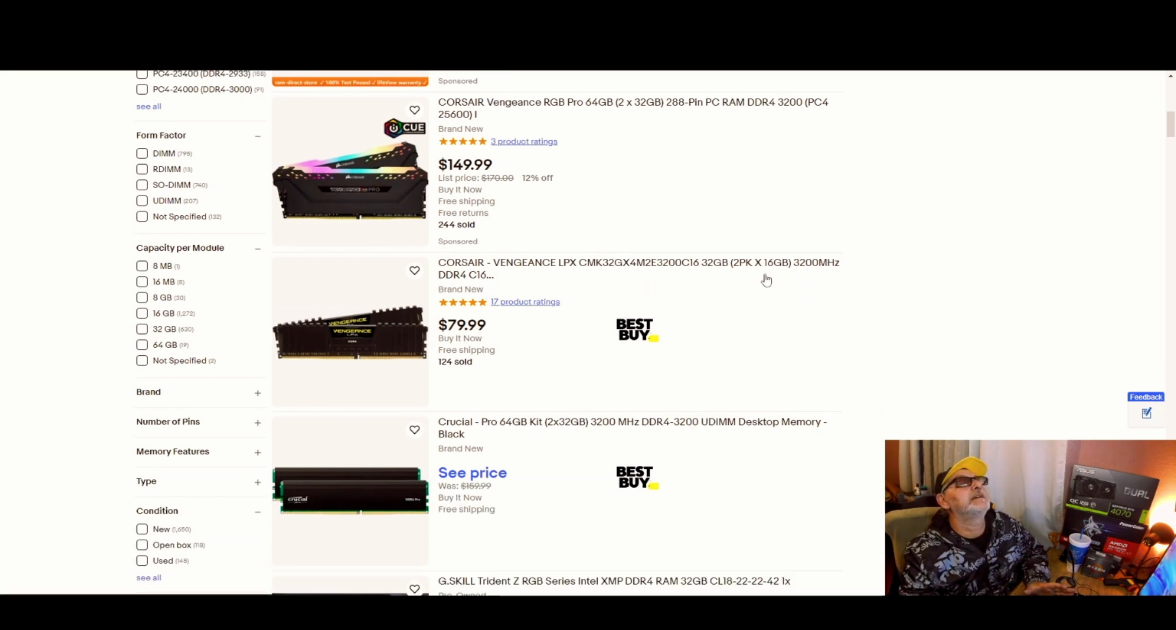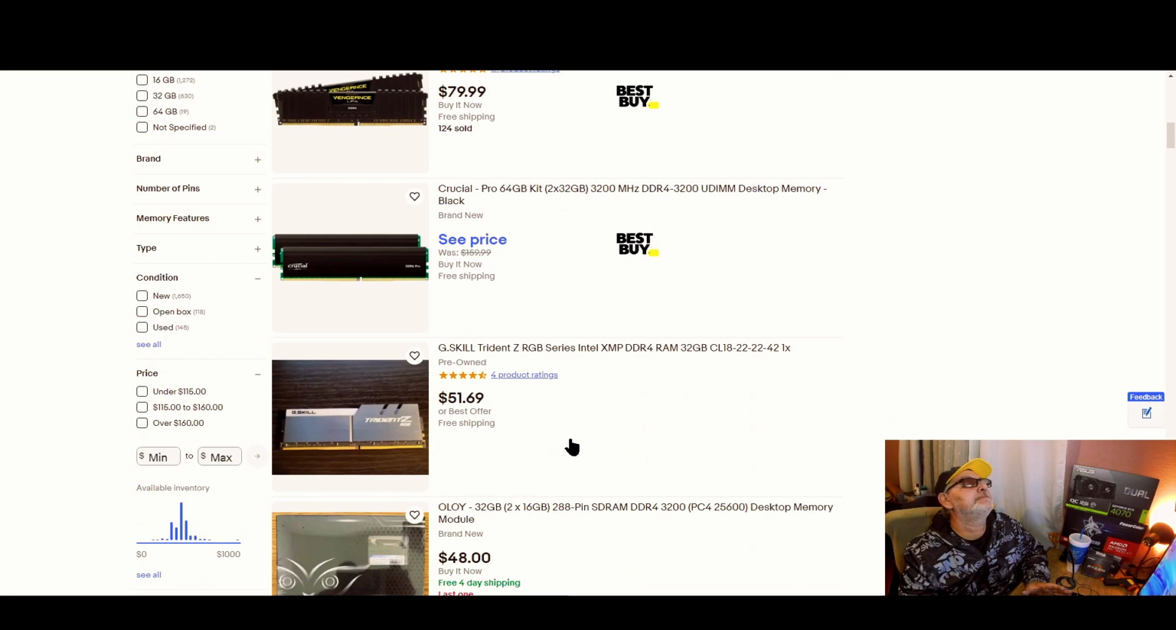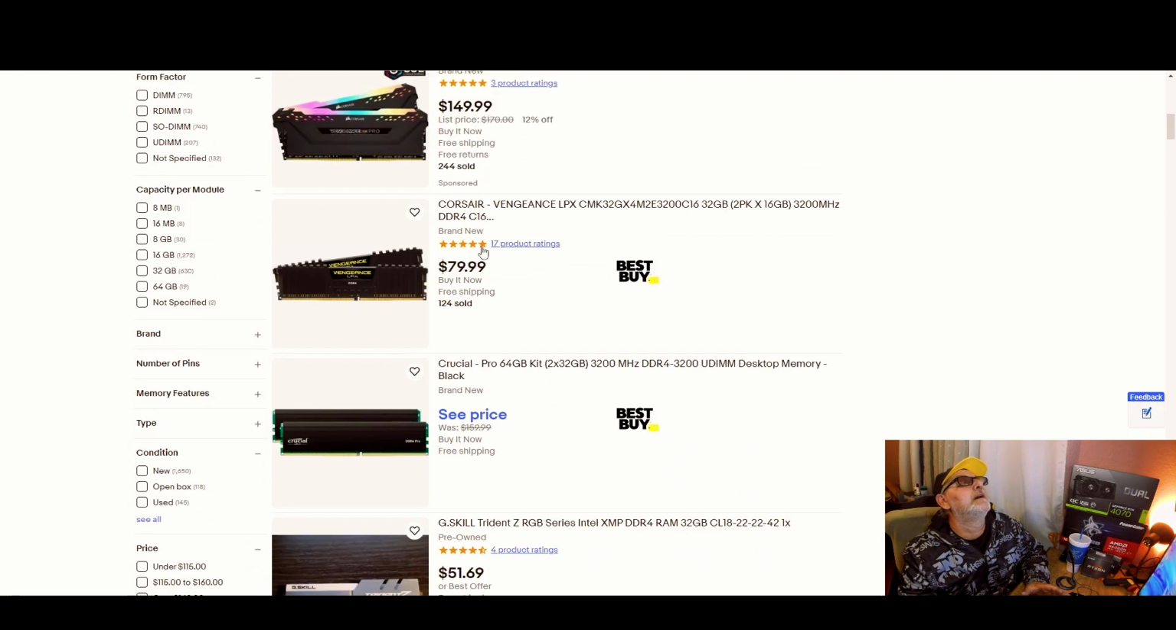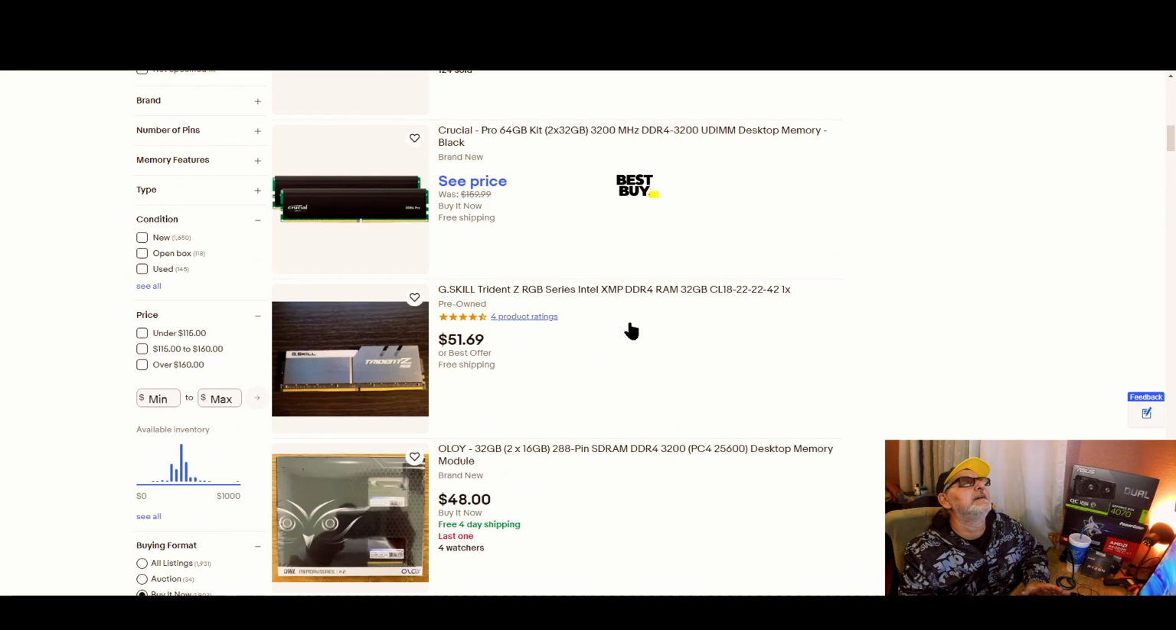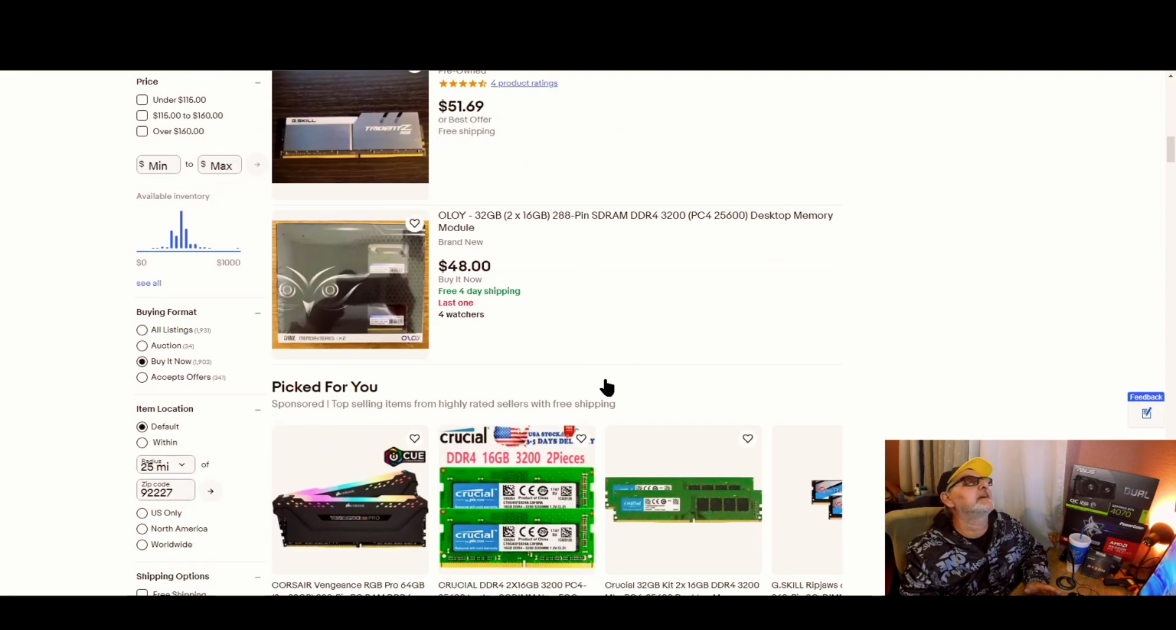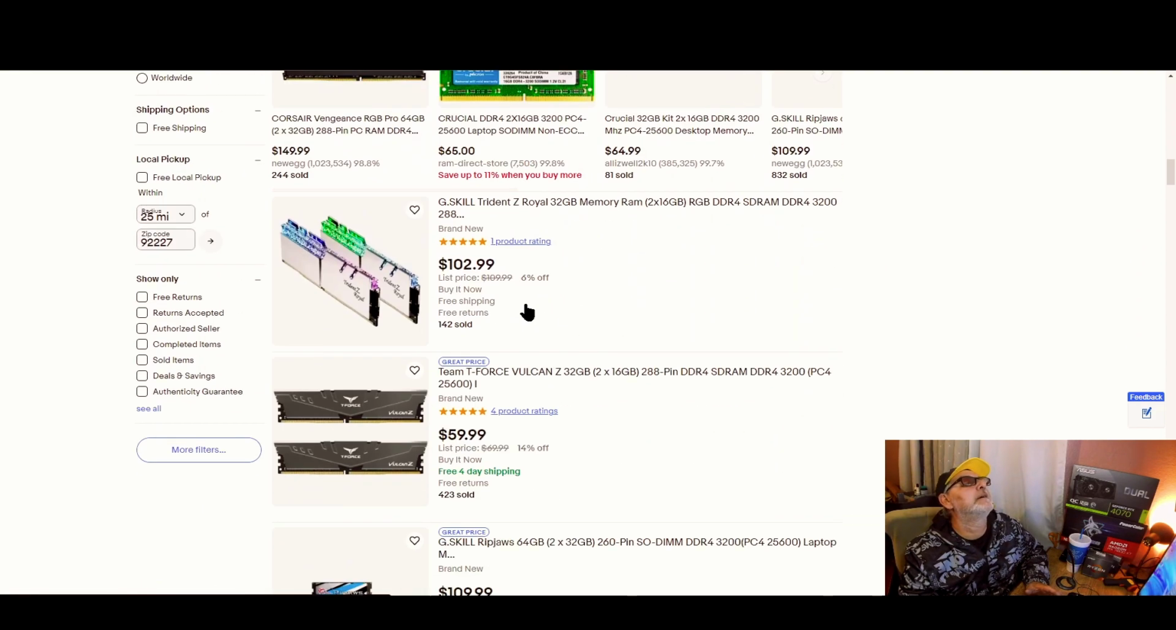Okay, let's see. Two-pack X16, that's only 32 for 79. No. You could buy this for how much? 77 on Amazon? Come on, guys. XMP DDR4, 51 or best offer. That's only one stick. Oh god.